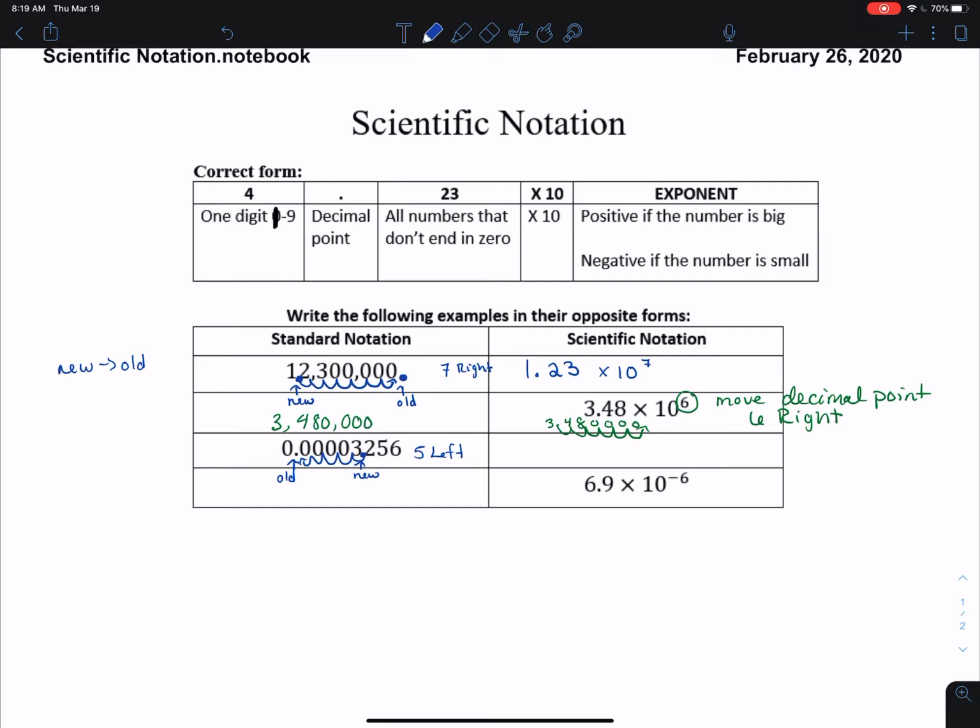For the number part out in front, I'm going to have 3.256. I drop all those zeros in front of the 3, times 10. And then because I had to move 5 spaces to the left, I have to the power of -5. I also know that that exponent needs to be negative because the number is small.